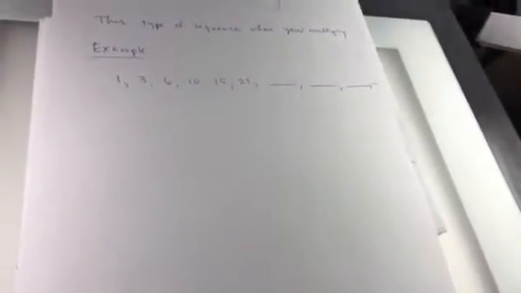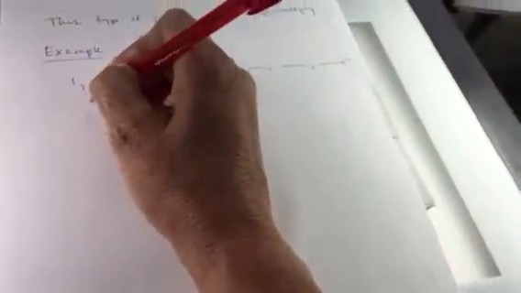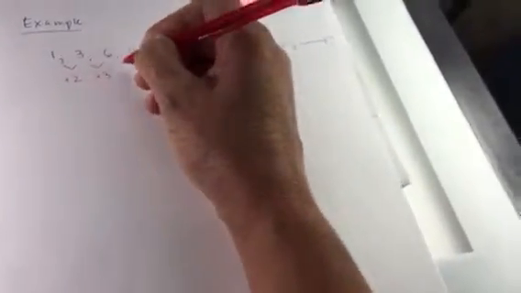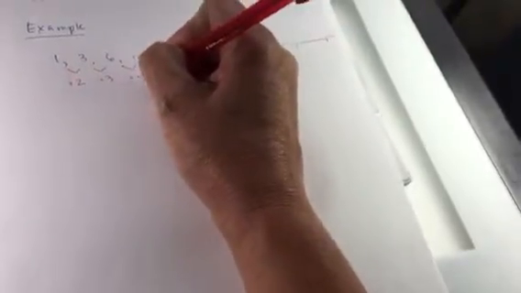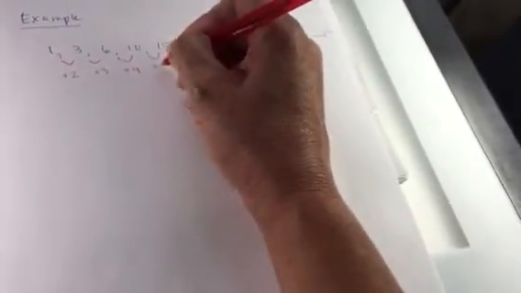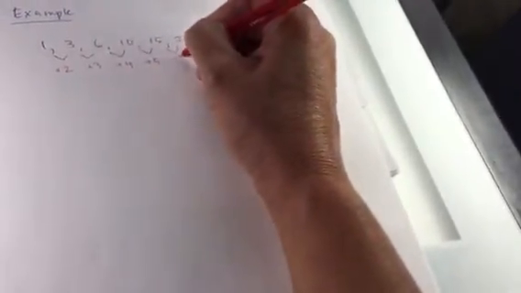I'll give you a minute to look at that. What's the pattern? I don't know if I've given you enough time to look at it. We're adding 2, and then we're adding 3, and then we're adding 4, and then plus 5, and then plus 6, and we're going to assume that pattern continues. What's the next term?